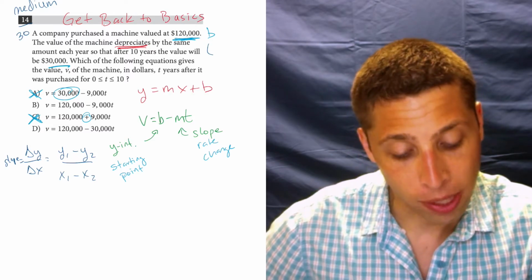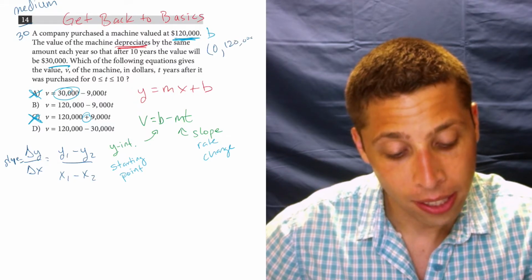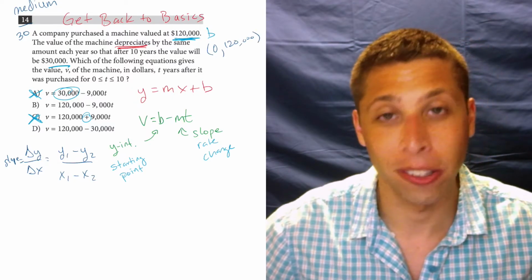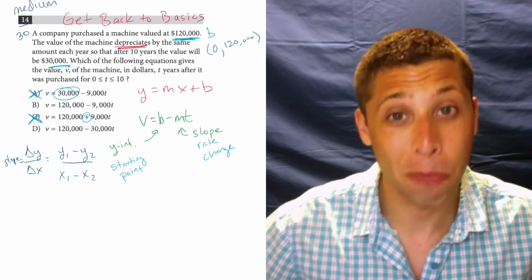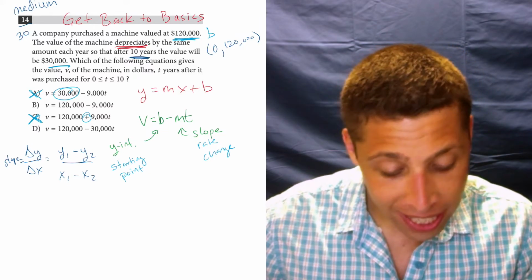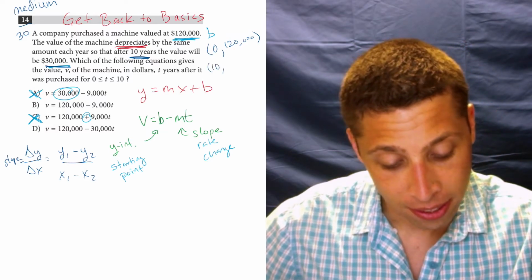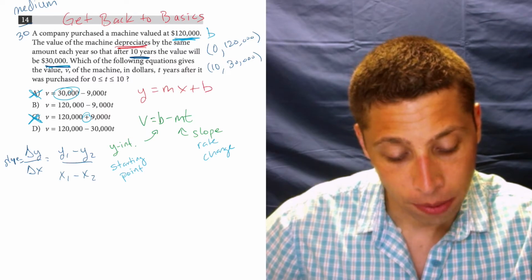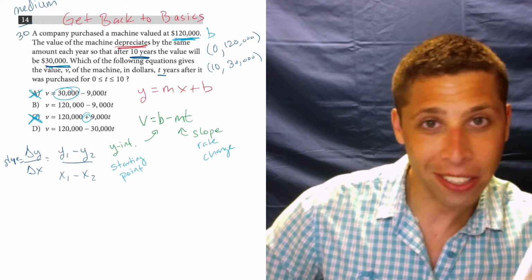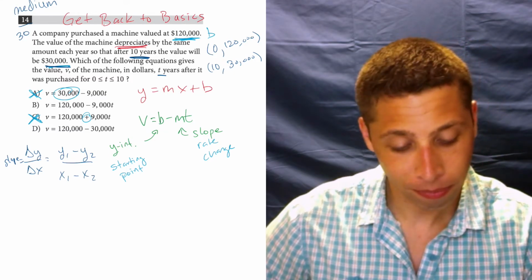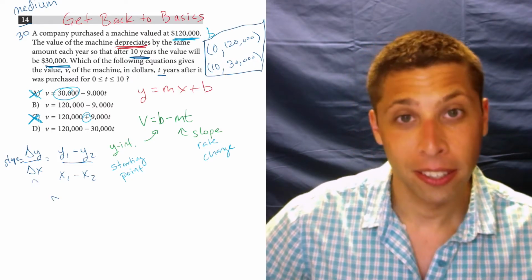Well, we know one of the points is that when time is 0, x is 0, the y is 120,000. That's what a y-intercept is. It's a point. It's a point where we know the x coordinate all the time. It's 0. So that's one point. And then after 10 years, the value is 30,000. That's another point, right? So that's 10, 30,000. Remember, they tell us what these variables mean. So we know just from the story, they tell us what they mean and what's our x and what's our y. So we have 2 points to plug into our formula that tells us the slope.